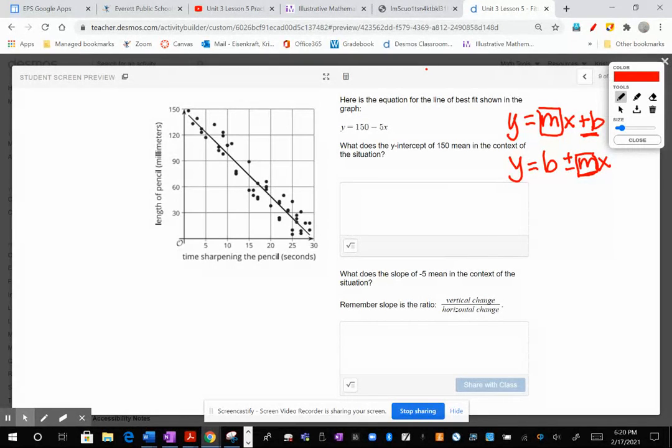So when they switch that around on you, it's still a linear model. Here, this 150, if you look on your graph, is talking about the original length if you haven't spent any time sharpening your pencil. And then the slope, I always like to put a 1 underneath it so we can have another number. This is the change in y, the change in how many millimeters of the pencil length is going down, the decrease of the pencil length every 1 second. So it looks like every second you sharpen, you're losing about 5 millimeters of length.